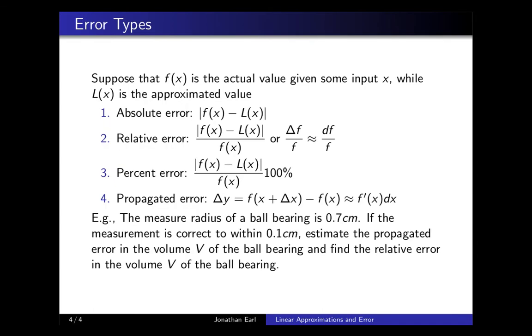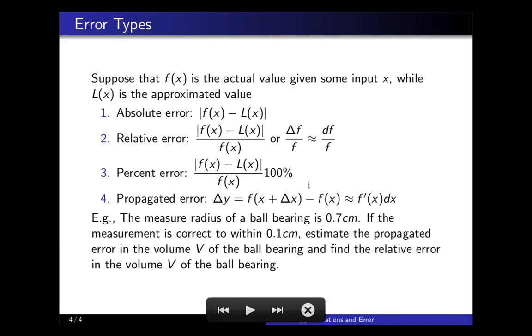But in other contexts, being off by 1 isn't that bad, which raises the next kind of error, the relative error. The relative error takes the absolute error and divides it by the exact value. So this gives you an idea of scale. For example, if f was on the order of tens of billions and the absolute value of f minus L was about 1,000,000, we'd have 1,000,000 divided by 10 billion, so 1 over 10,000 roughly, which would be quite good.